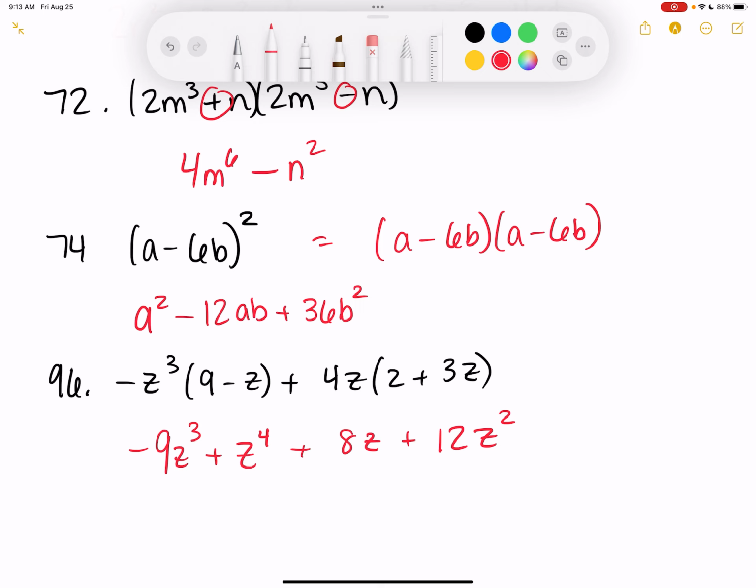And we need to write our powers in descending order. So I'm going to rewrite this as z to the 4th minus 9z cubed plus 12z squared plus 8z.